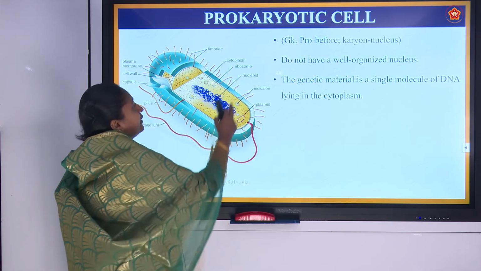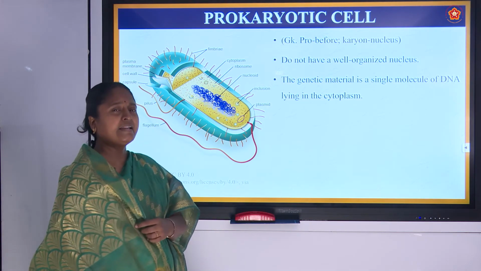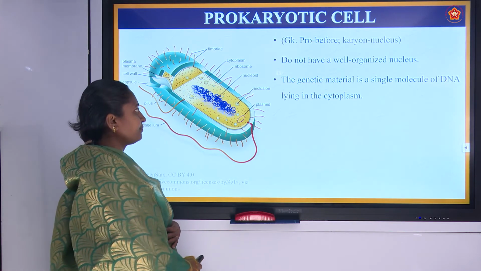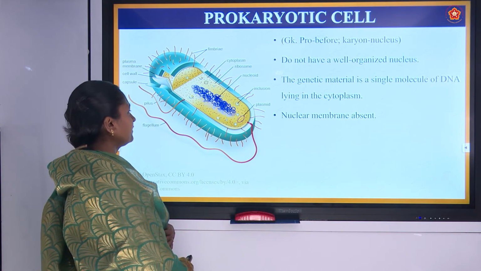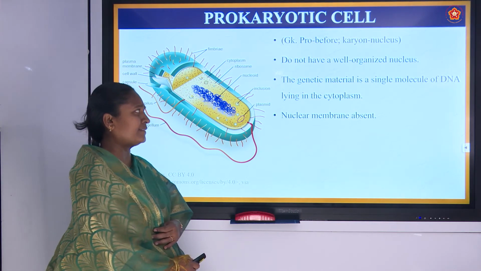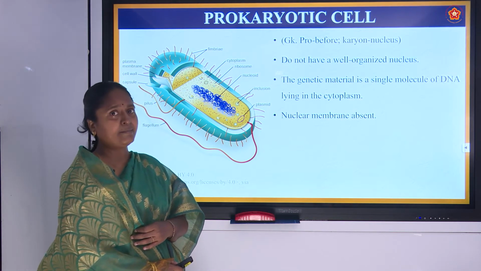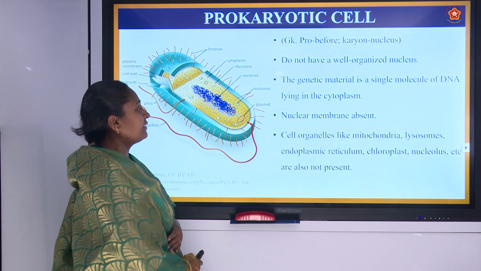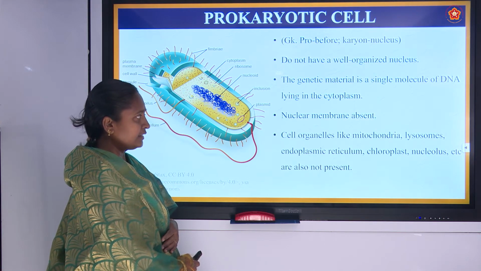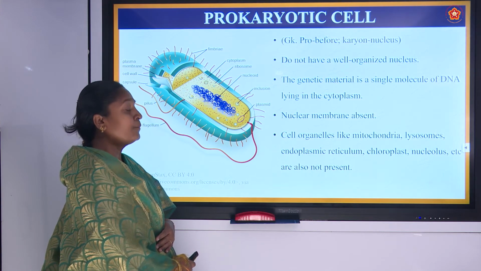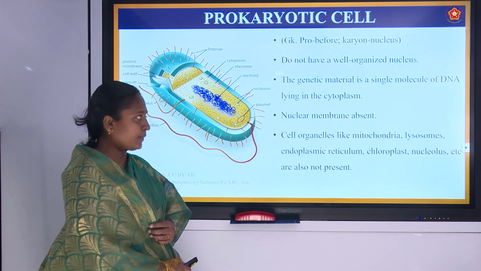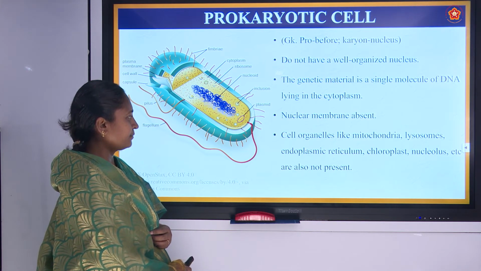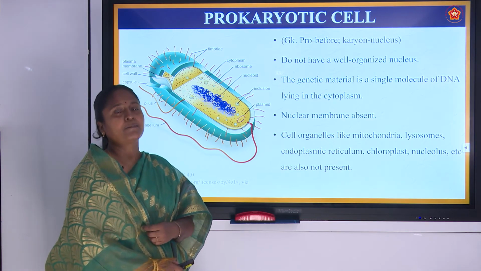Nucleoid. What is nucleoid? The DNA, that is the genetic material, which is just dispersed in the cytoplasm. And the nuclear membrane is not present. There is no boundary between the DNA, the genetic material, and the cytoplasm. So there is no nuclear membrane present, and cell organelles like mitochondria, lysosome, endoplasmic reticulum, chloroplast, nucleus are also absent. They are not present in the prokaryotic cell.